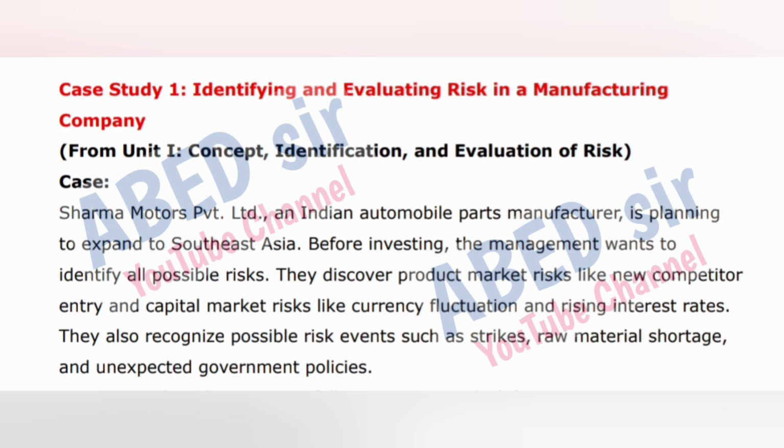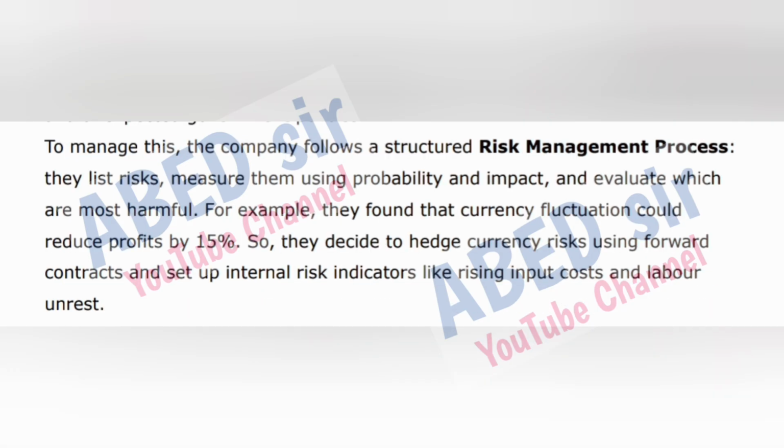They discover product market risks like new competitor entry and capital market risks like currency fluctuation and rising interest rates. They also recognize possible risk events such as strikes, raw material shortage, and unexpected government policies. To manage this, the company follows a structured risk management process. They list risks, measure them using probability and impact, and evaluate which are most harmful.